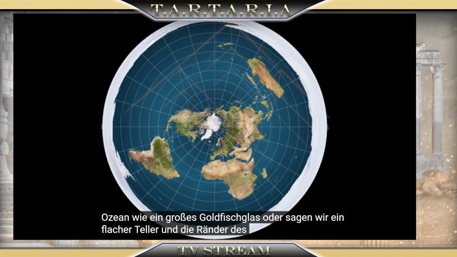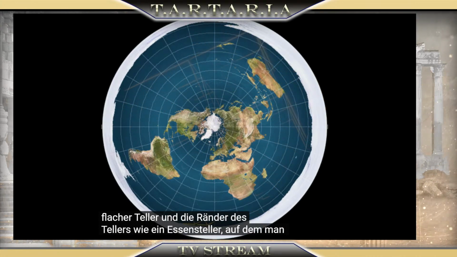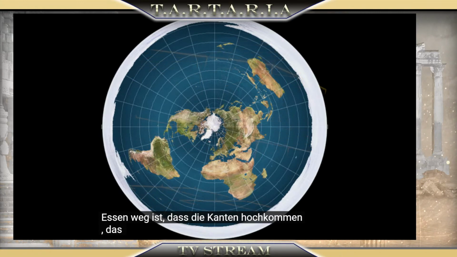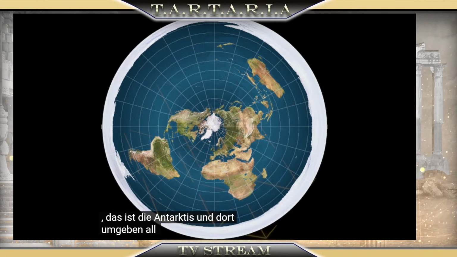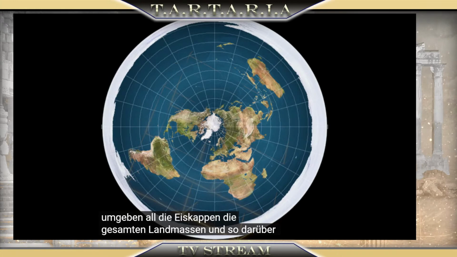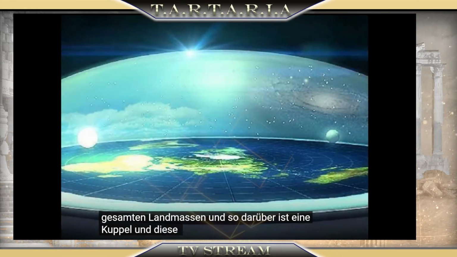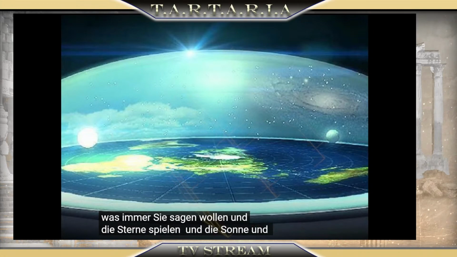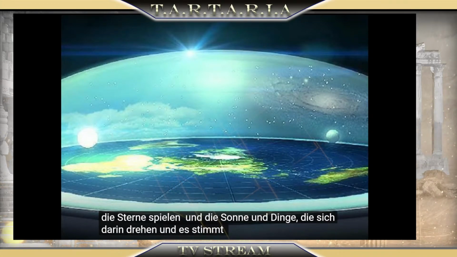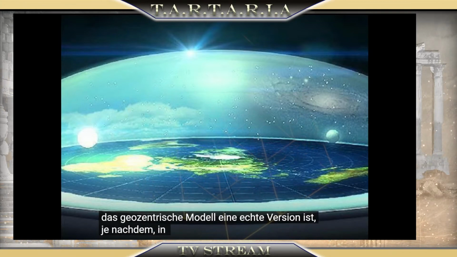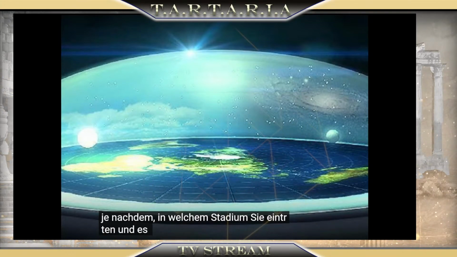And the edges of the plate, like a food plate where you eat your food off, is at the edges coming up. That's Antarctica. And that's where all the ice caps are, all surrounding the entire land masses. And so over it is a dome, and that dome is protecting us, or whatever you want to say it, and playing the stars and the sun and things turning around in there. And it's true as well. The geocentric model is a true version, depending on at what stage you're stepping in and looking at it.